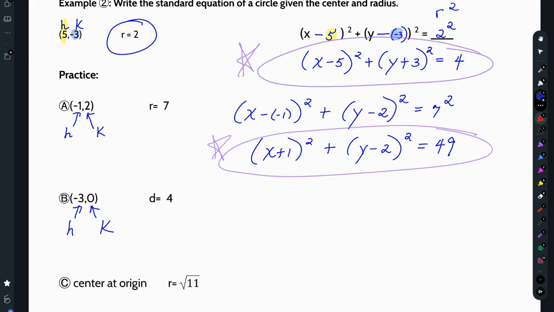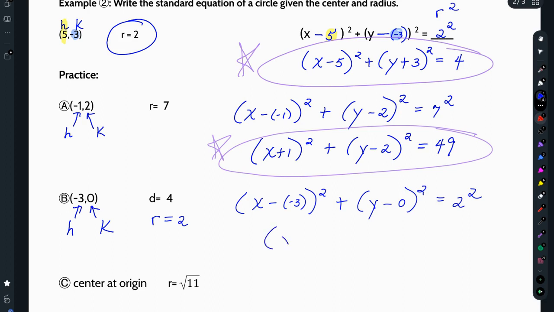For letter B, I have h is -3 and k is 0, but be careful, I'm given the diameter is 4. If the diameter is 4, then I know the radius is 2. So I have x minus a -3 squared plus y minus 0 squared equals 2 squared. So I have x plus 3 squared plus y squared equals 4.